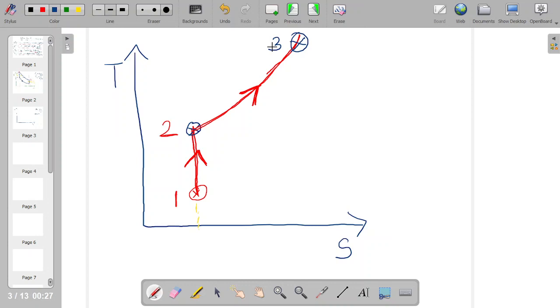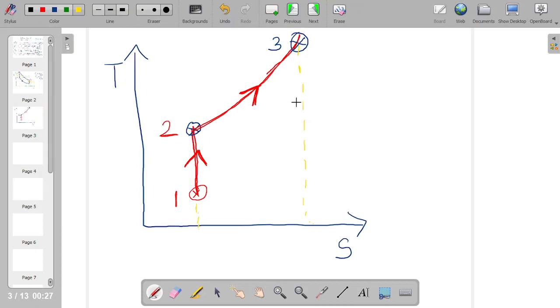Now again 3 to 4 is expansion, so temperature drops. When a gas is expanded, temperature decreases. And again it is a reversible adiabatic expansion. So just like the first process, a reversible adiabatic process, entropy must be constant. So it is again a vertical line.